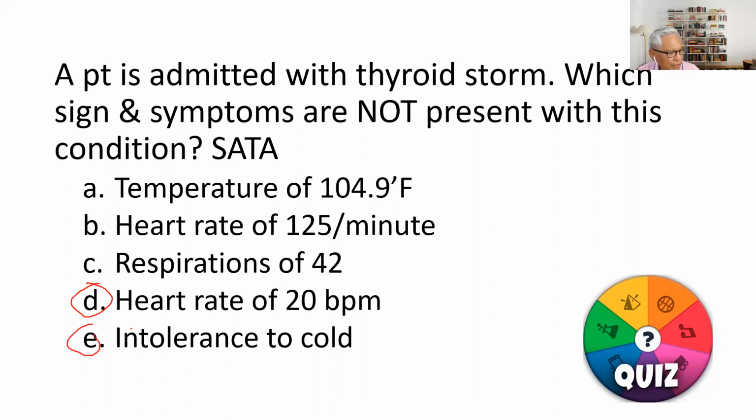So a heart rate of 20 beats per minute would be for hypothyroidism. Intolerance to cold would also be hypothyroidism. This one, an increase in temperature, an increase in heart rate, and an increase in respiratory rate, would be something that we would see in patients who have thyroid storm.